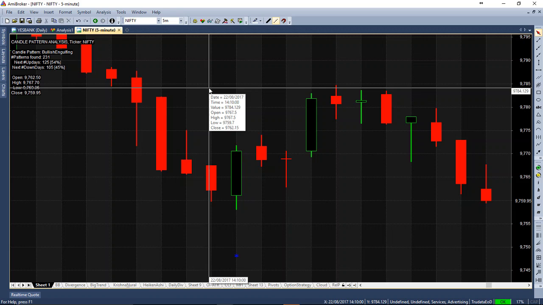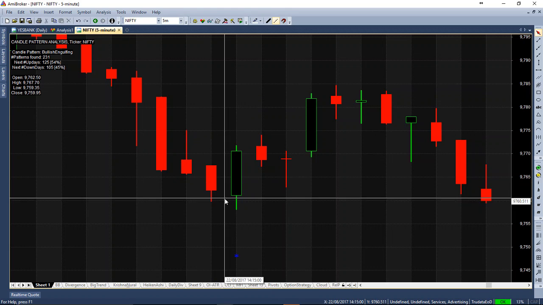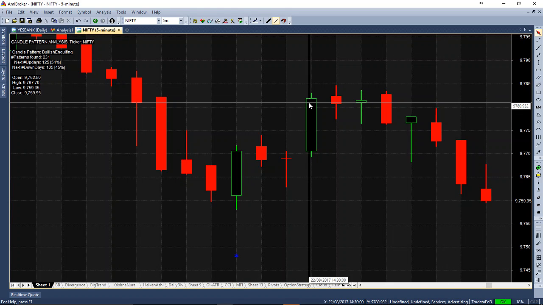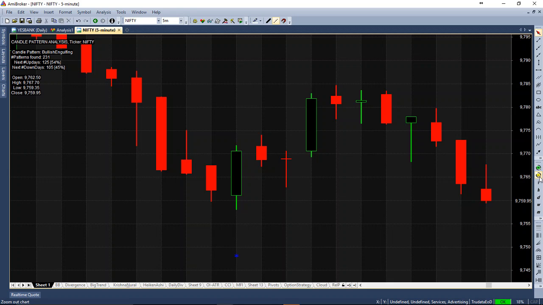I hope you understand. And this is a reversal pattern after a downtrend. It should reverse the trend up. It will come into an uptrend.